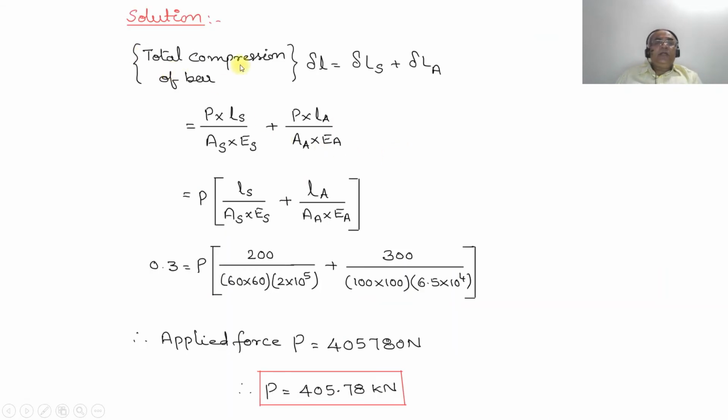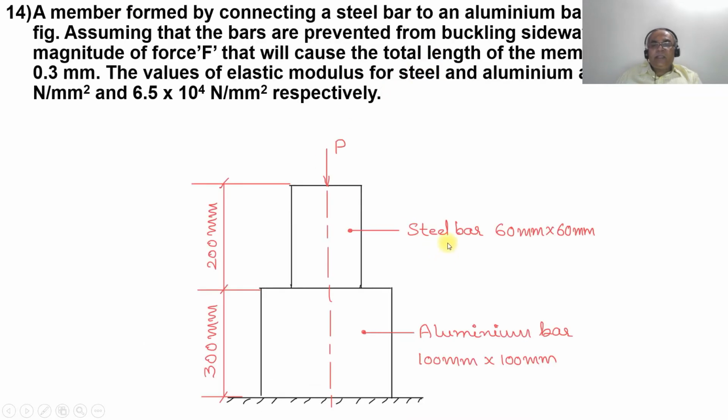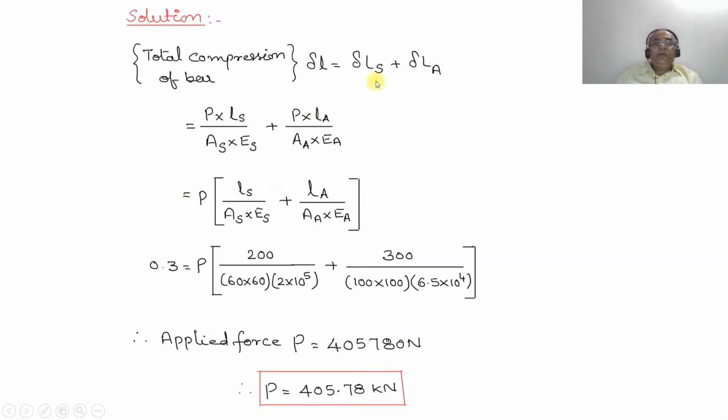To do that, what is the total compression of the bar? The total compression of the bar, delta L, will be equal to delta LS plus delta LA. LS is the steel bar and LA is the aluminium bar. So when you substitute the value of delta LS, P into LS by AS into ES, plus P into LA by AA into EA. We don't know the value of P, so taking the common factor P: length of the steel bar by area of steel bar into Young's modulus of the steel bar, plus length of the aluminium bar by area of aluminium into Young's modulus of the aluminium.